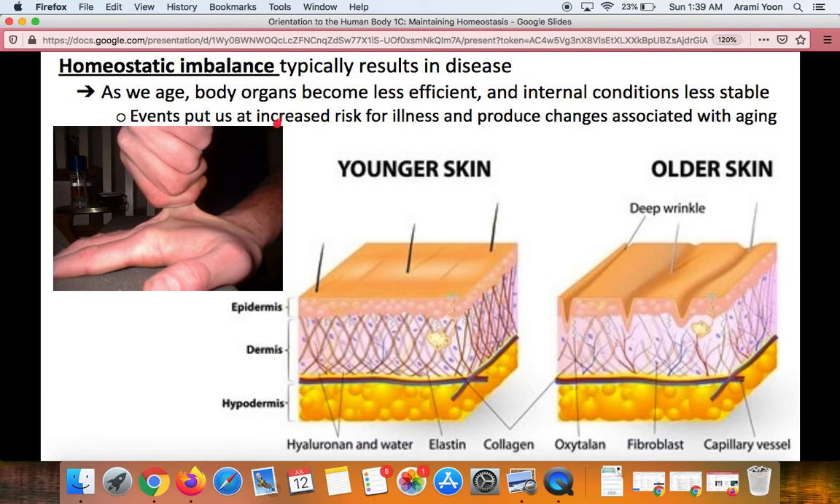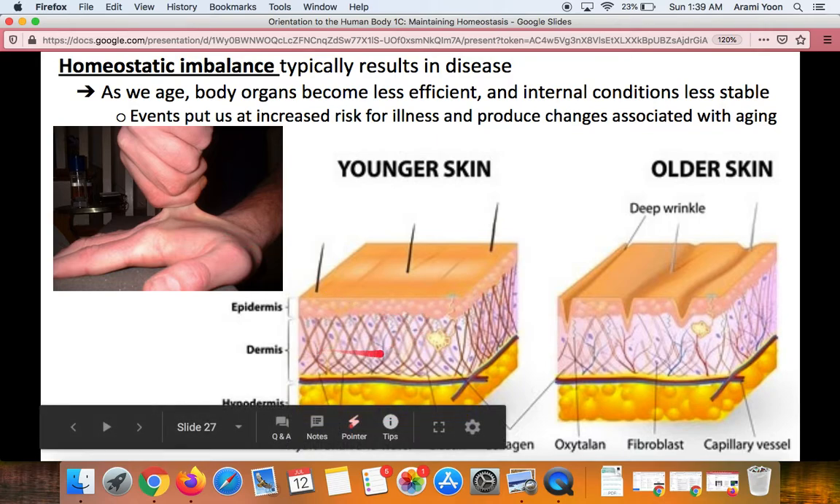And so that's going to put us at increased risk of illness, and it's going to produce other changes that become visible and noticeable as you age. One example of that is the breakdown of elastin. So elastin is a protein that you'll find under your skin.